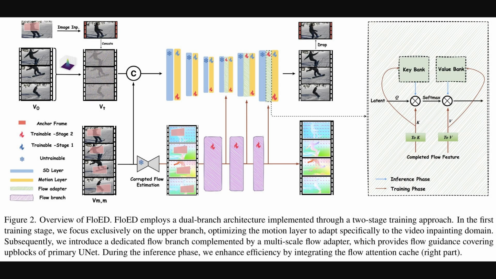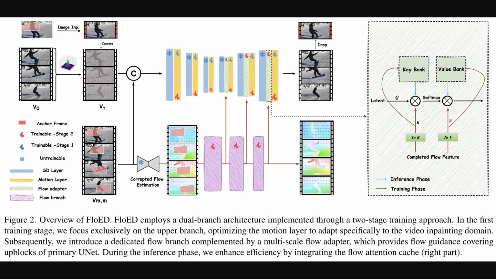Okay, so building on those visual results we just saw, Figure 2 here gives us a peek under the hood at the FloED architecture itself. It's built around this dual branch idea. You have the main Inpainting branch, which uses stable diffusion and a motion module, and then this separate flow branch, you see it in purple, which specifically works on completing the optical flow information from the corrupted input. The training happens in two stages. The legend shows the little flame icons for what's trained when, basically adapting the motion part first, then introducing and training the flow branch and this flow adapter layer. That's the green striped part, which helps integrate the flow guidance into the main process.